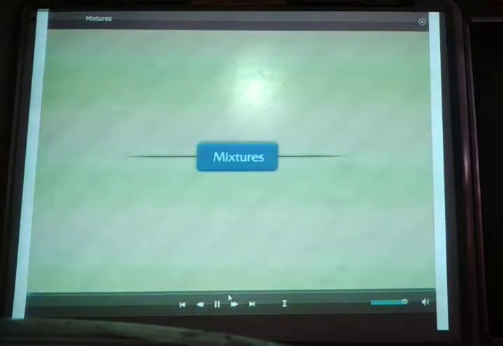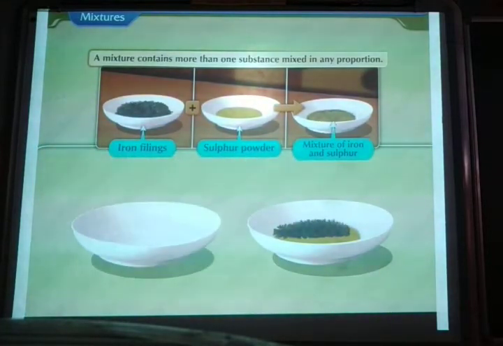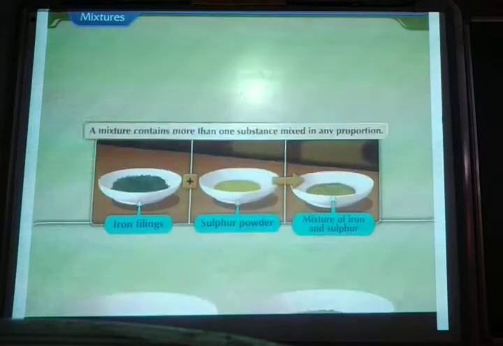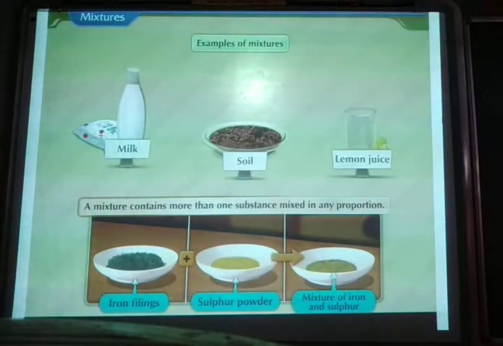Mixtures. A mixture contains more than one substance mixed in any proportion. Milk, soil, lemon juice are examples of mixtures.